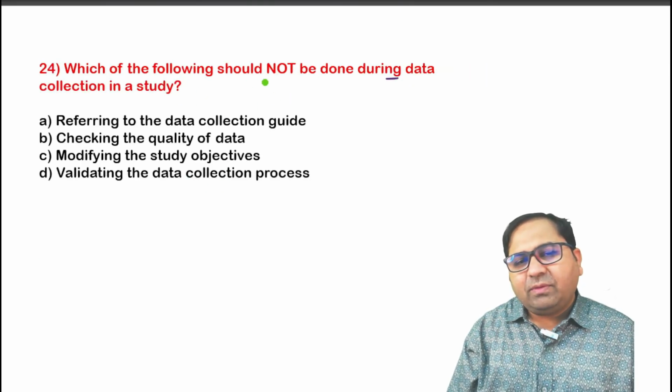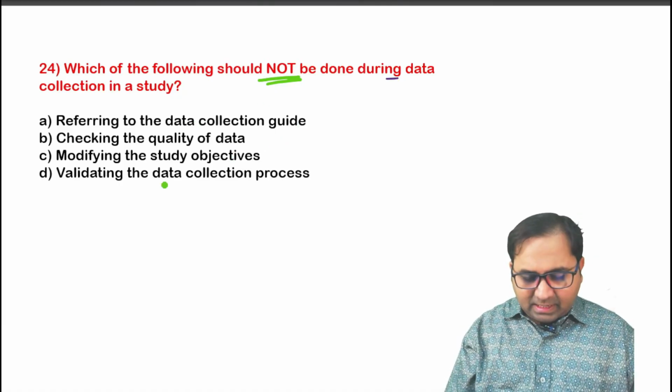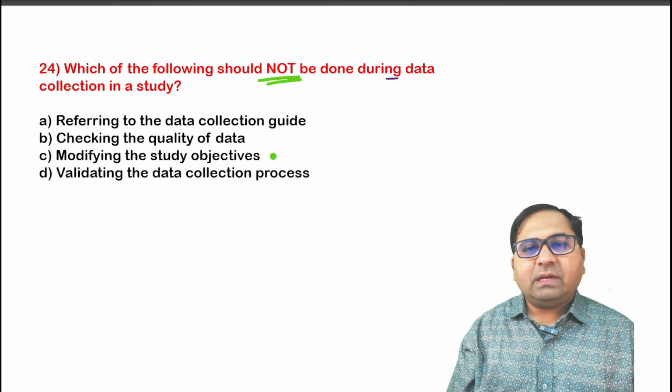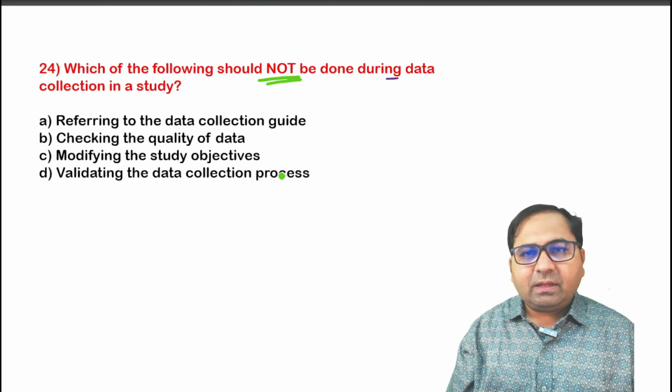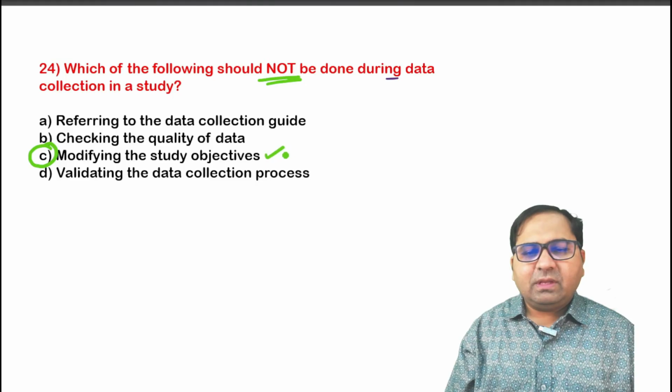Then next question, which of the following should not be done during data collection in a study? The options they gave are A, referring to the data collection guide, B, checking the quality of data, C, modifying the study objectives, or D, validating the data collection process. So the answer for this question is C, modifying the study objectives. You are not supposed to do this maneuver whenever you are collecting data in a study.